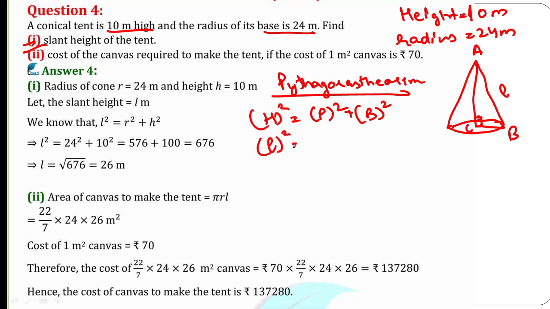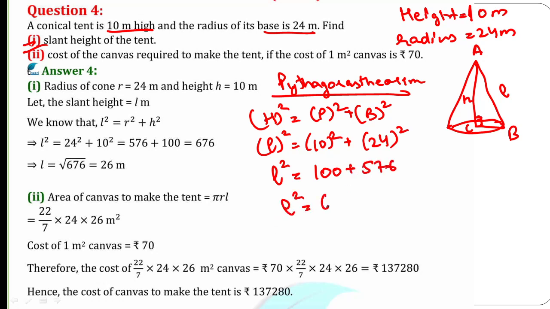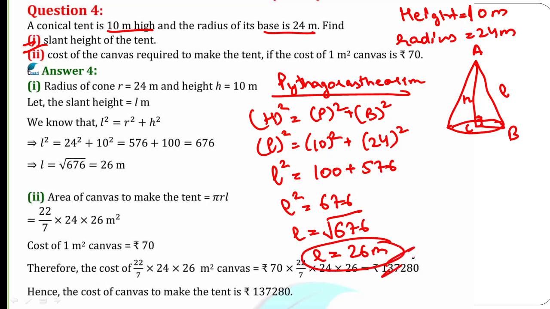L square is equal to perpendicular, which is the height 10 squared, plus base, which is the radius 24 squared. So L square will become 100 plus 576. So L square is equal to 676. Taking the square root on the other side, the square root of 676 is 26 meter. The value of slant height will be 26 meter.